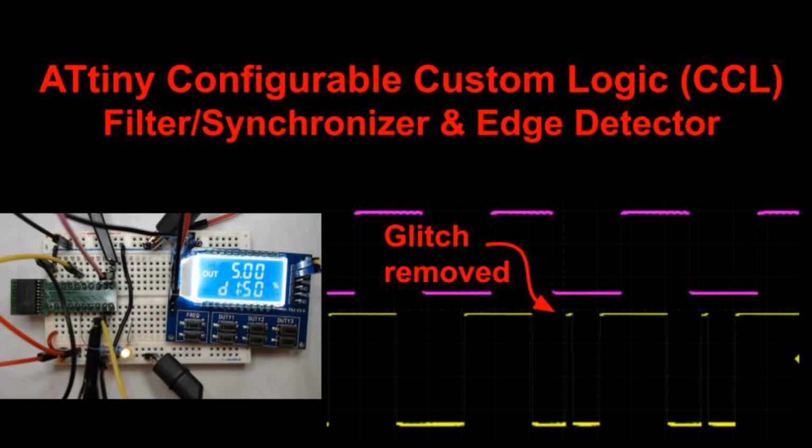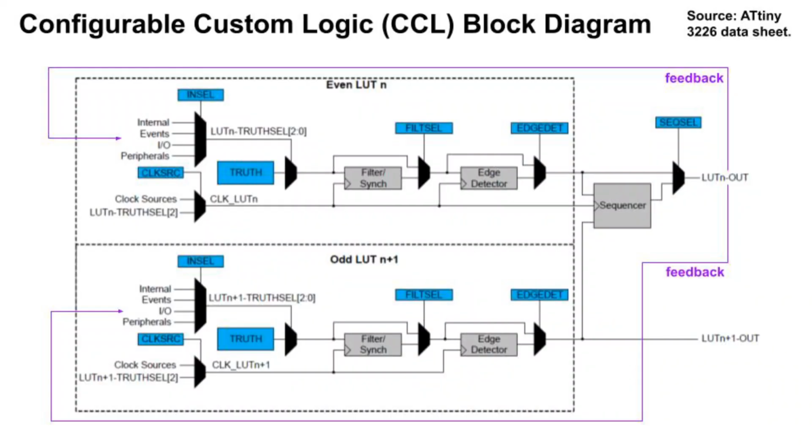This video requires some background knowledge. I'm going to assume that you already know what a D flip-flop is and how it works with a clock. Here's our ATtiny CCL block diagram. Our first focus is the filter synchronizer block highlighted in red.